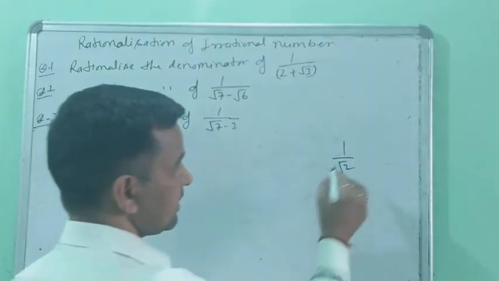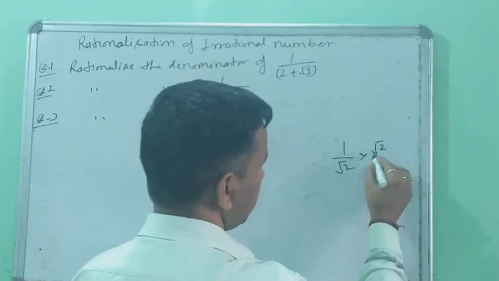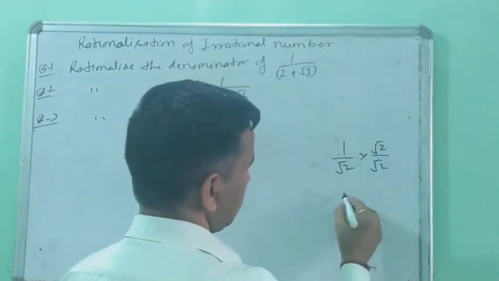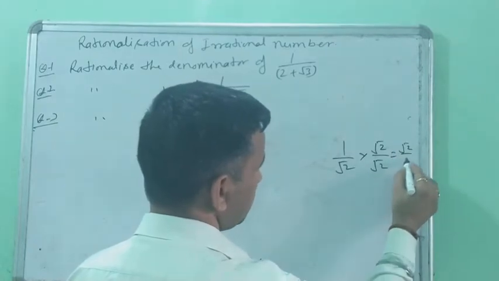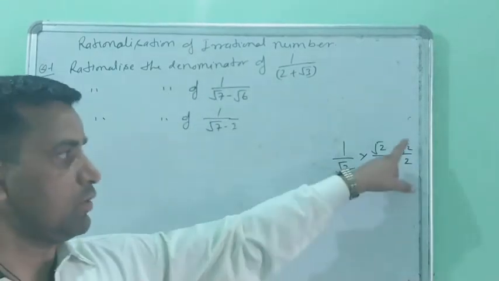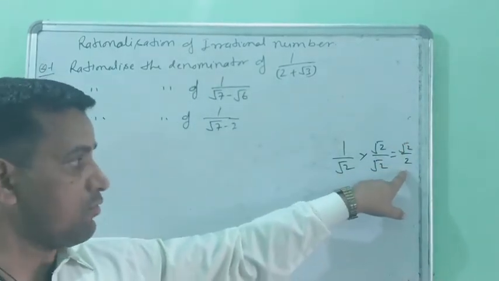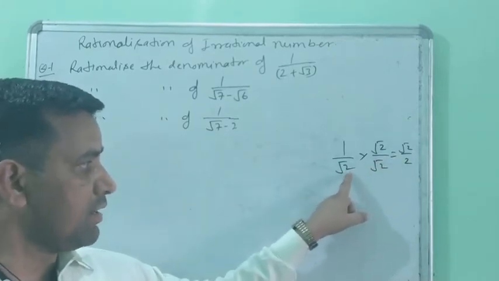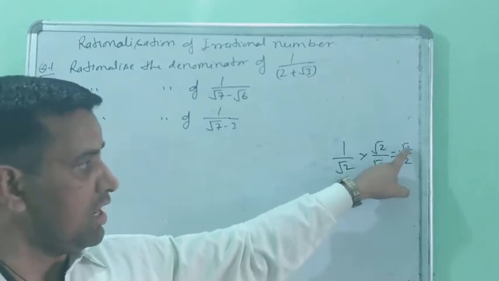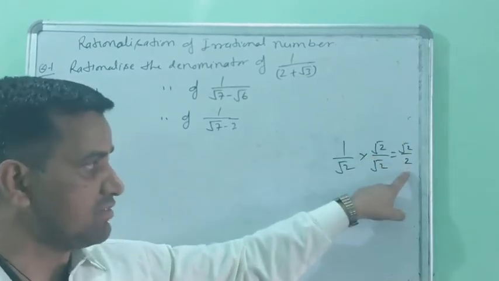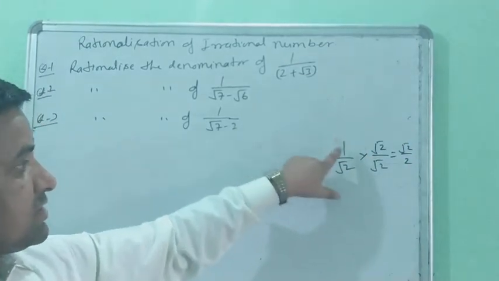So how to convert it? Then you multiply and divide by root 2. Root 2 into 1 is equal to root 2, and root 2 into root 2 is 2. So this one is converted into the rational form, because when you multiply an irrational number by the same number, it converts into a rational number. And this is your final answer, the rationalization form. But this is the monomial form.